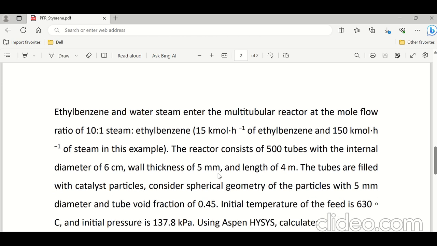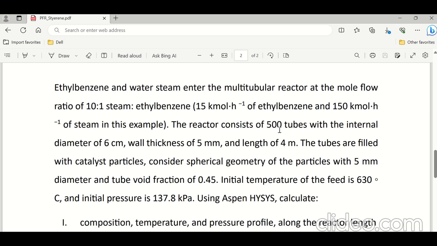So ethyl benzene and steam enter the multitubular reactor. This is a multitubular plug flow reactor, and the mole flow ratio is 10 to 1. That means that if 10 moles of steam are entering, 1 mole of ethyl benzene is entering. So in our case, the flow rate of ethyl benzene is 15 kilomole per hour. The steam flow rate is 150 kilomole per hour.